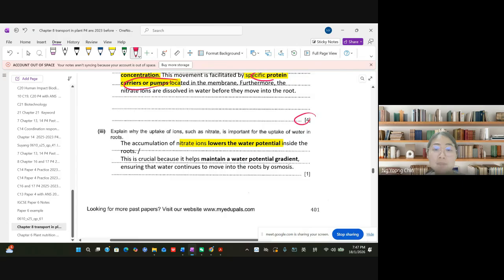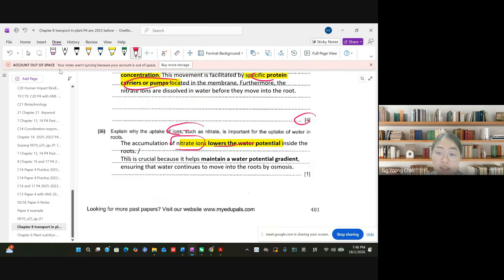And then explain why uptake of ions such as nitrate is important for uptake of water in the roots. So why is it very important for the plant to take up nitrate? It's because nitrate is a source to make protein later. Not only this, the accumulation of nitrate can also help to lower the water potential inside the roots. So inside the root hair cell, they have a very high concentration of nitrate ions.